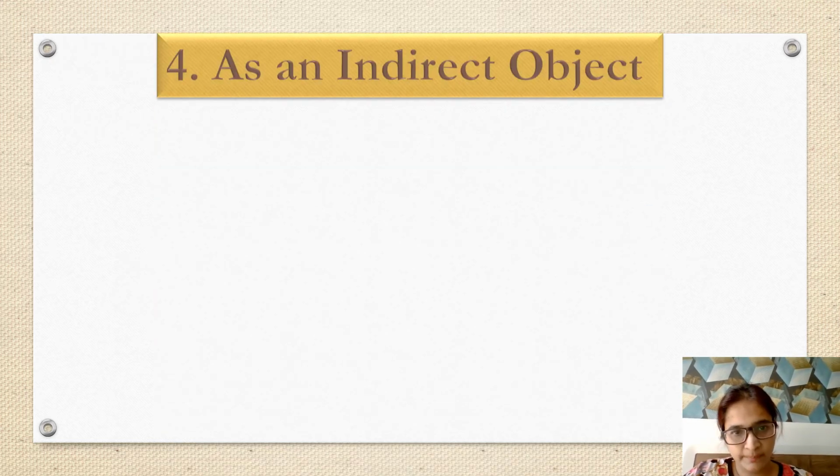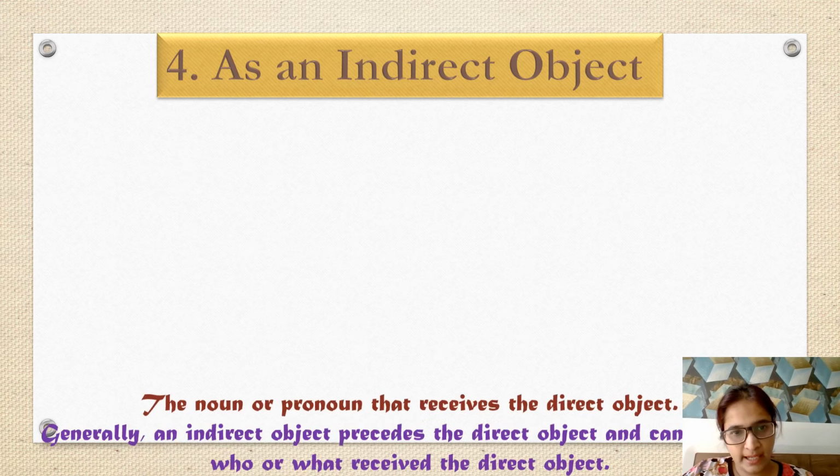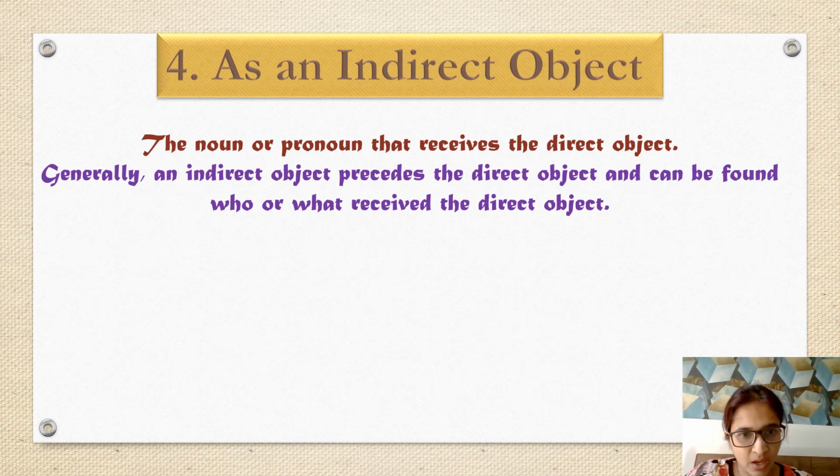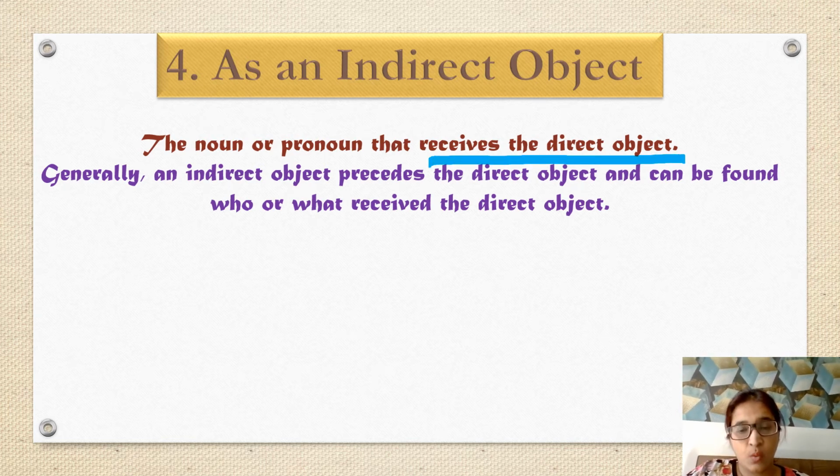Let's come to the noun being used as an indirect object. So what happens in this case? The noun or pronoun that receives the direct object. What was happening in the case of the direct object? The noun that receives the action of the transitive verb was called the direct object, but now in this case, the noun that receives the direct object is called the indirect object.